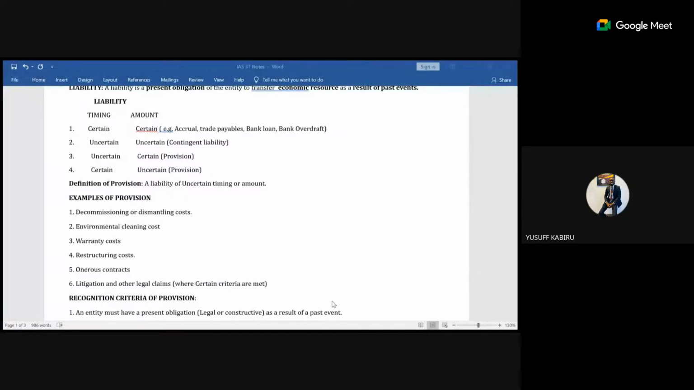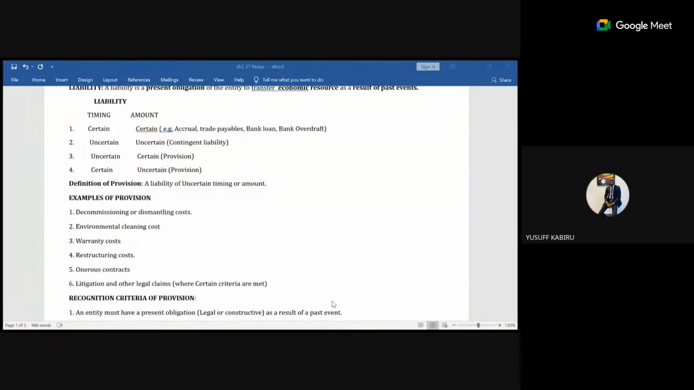So a decommissioning cost is a cost. It can also be called dismantling or decommissioning cost. That is a cost that you are going to spend at the end of the 10 years that will restore that place to how it was. Because after 10 years, you would have made some modification on that asset or on that property. So you need to restore it. A good example is usually land.